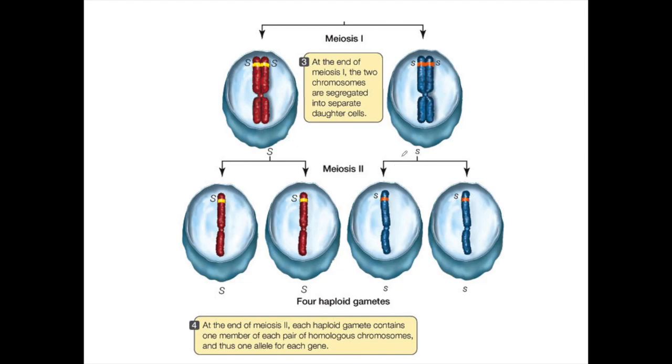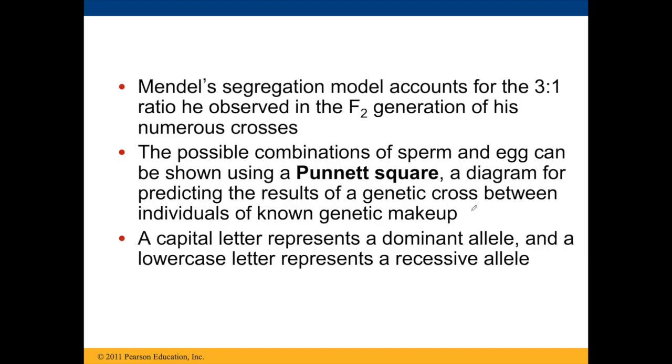Then you do meiosis II. That's when you separate the sister chromatids and create the gametes, which are either sperm cells or egg cells. Now when this happens, each gamete only has one copy of each chromosome. Remember, they're haploid. And because of that, they can only have one version of the allele. So you can have either gametes with the yellow allele or gametes with the orange allele. So Mendel's segregation model accounts for the 3-to-1 ratio observed in the F2 generation of his numerous crosses.